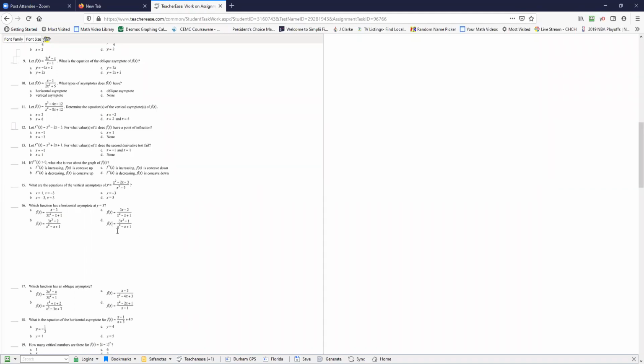The only one that would qualify would be this one, where the degrees are both the same, and the ratio of the lead coefficients would be 3/1. So just simply y equals 3, which is what they're asking there. So that's why the answer to number 16 would be D. Okay.